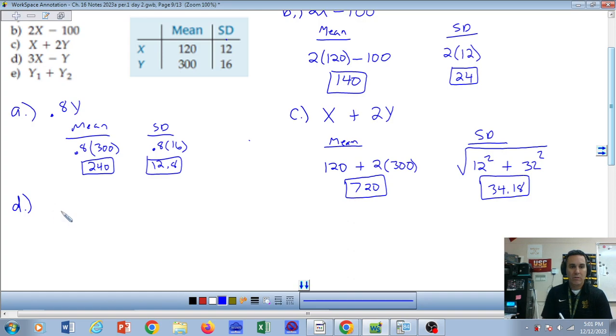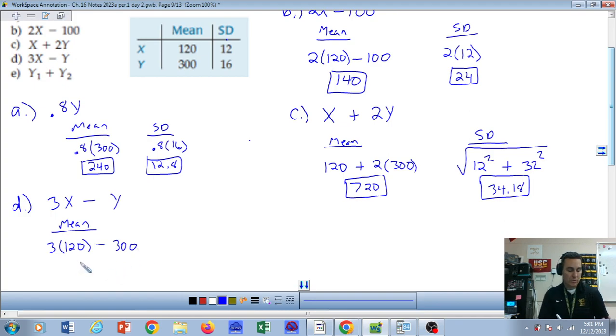On the D group, we're going to do 3 times the x random variables minus the y random variables. So for the mean, pretty straightforward. Take 3 times the mean of your x variable, and then subtract the mean of your y variable. Exactly what it says. So you've got 3 times 120, that's 360, 360 minus 300. You end up with a mean of 60 on that one.